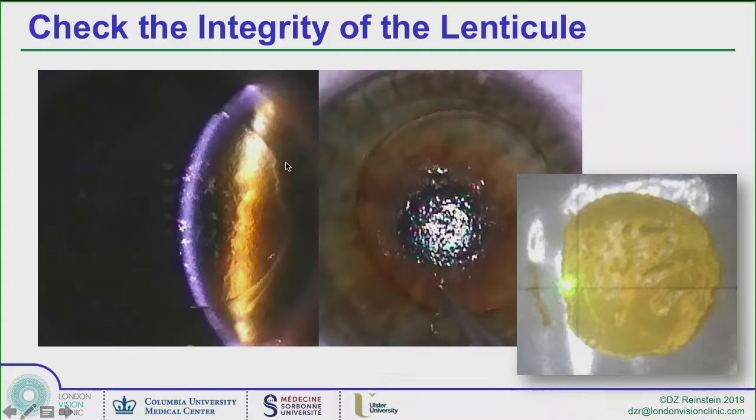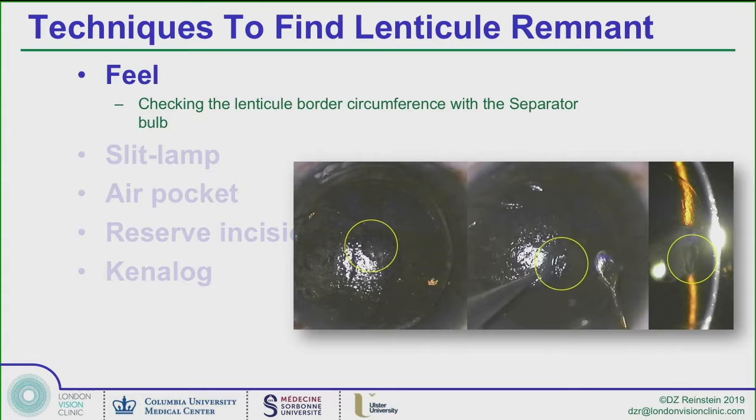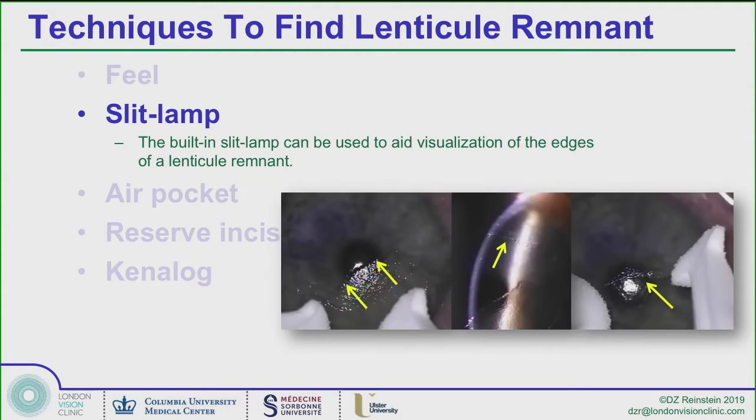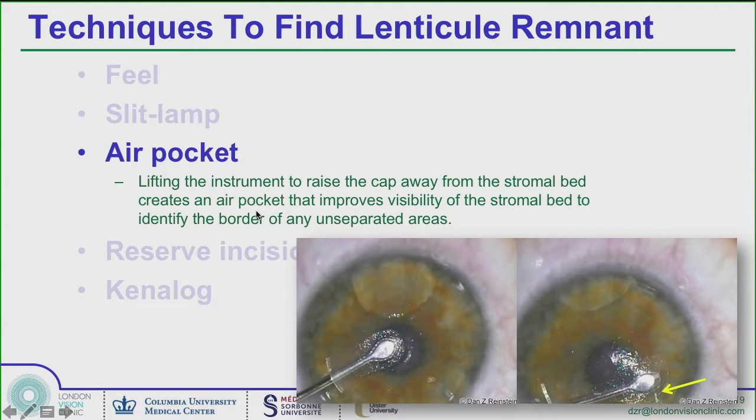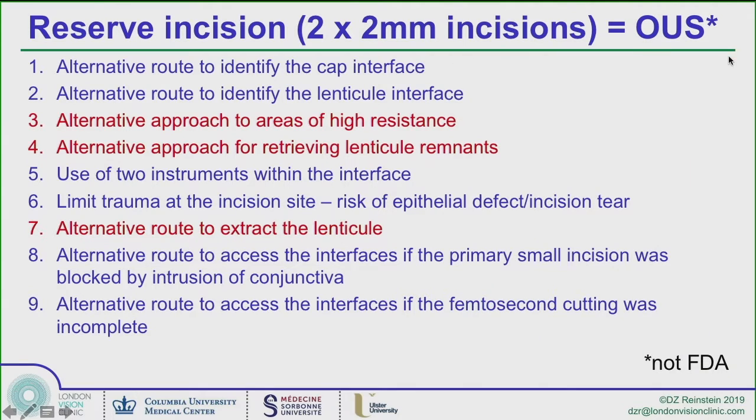Retained particles, well, you know, you should always check your lenticule at the end because you can have little bits that might have been torn away because the lenticules are thin or because of OBL in the periphery. And there are 5 techniques for detecting these little edges. You can either feel around the border, you can use the slit lamp that's attached, you can lift and use an air pocket that gives you better visualization of edges. You can use the reserve incision. We use 2 2-millimeter incisions outside of the US, of course.